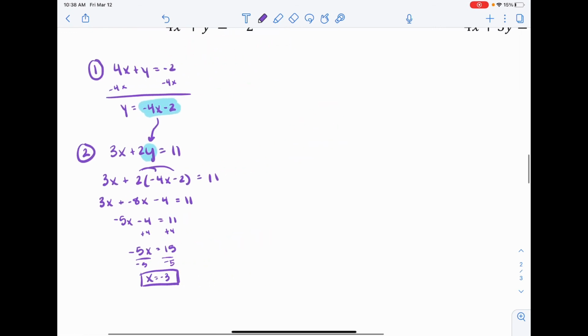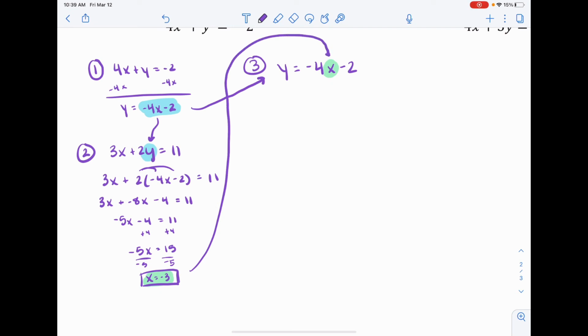Okay, then for my last step, what we do is we can take the isolated variable equation that we found, and I'm going to plug in negative 3 for x. So that's going to go here. So y equals negative 4 times negative 3 minus 2. So that becomes 12 minus 2, which is 10. Okay, so we have our answer. X is equal to negative 3 and y is 10.